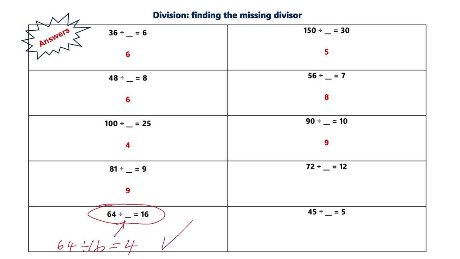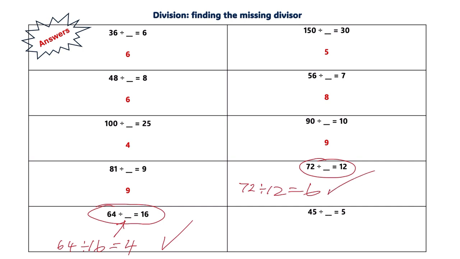Over on the right hand side, 72 divided by something is 12. So let's turn that question round to 72 divided by 12. That comes to 6. Now we see that's right. 72 divided by 6 is 12.